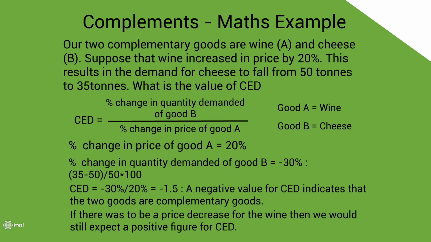If there was to be a price decrease for the wine, then we would still expect a negative figure for cross-elasticity of demand. This is because a decrease in the price of wine would cause an outward shift in the demand for cheese. An outward shift in demand for cheese would cause a greater quantity to be consumed in the market. So the price of wine is decreasing, which is a negative %, and the quantity demanded of cheese is increasing, which is a positive. And a positive divided by a negative gives a negative value. Therefore, complementary goods will always have a negative value for cross-elasticity of demand.